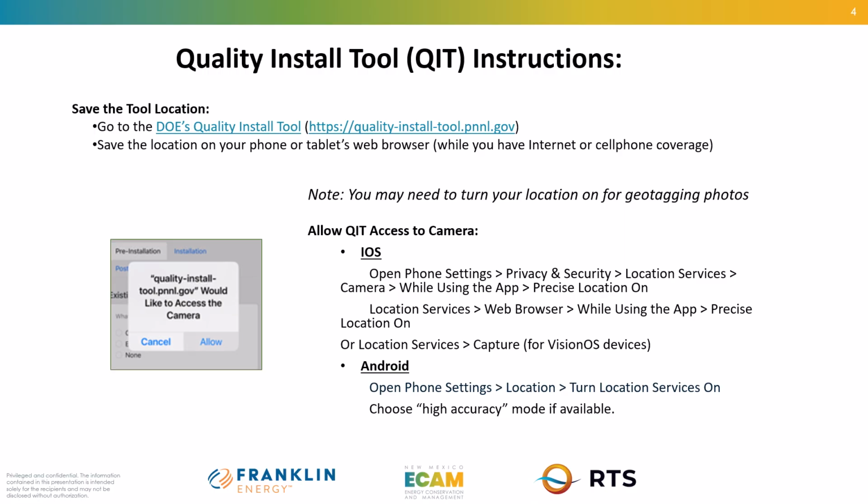Next, select the web browser you will be using to access the QIT website and select Precise Location On while using the app. For Vision OS devices, select Location Services. On an Android phone, go to Phone Settings, select Location On, choose the High Accuracy mode if available.